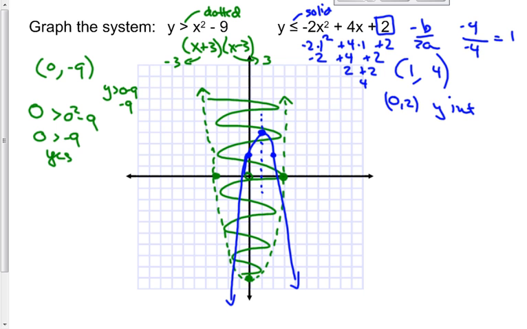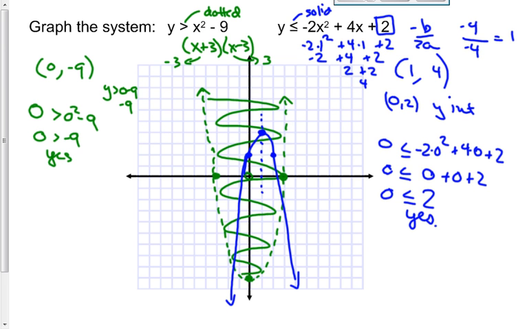And then I have to decide my shading. Pretty sure that 0, 0 is not going to be on my curve. 0, 0 will be my test point. Is 0 less than or equal to negative 2 times 0 squared plus 4 times 0 plus 2? Is 0 less than or equal to 0 plus 0 plus 2? Is 0 less than or equal to 2? That answer is yes, which means 0, 0 is included, so I will shade inside the legs of this parabola.